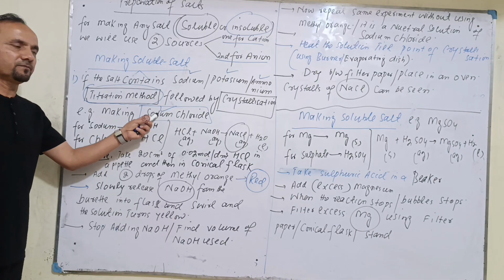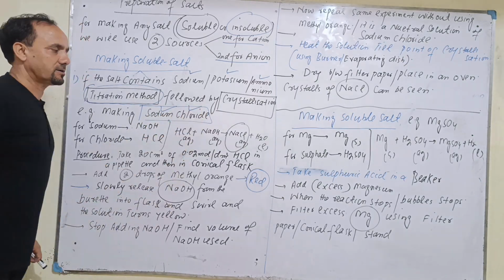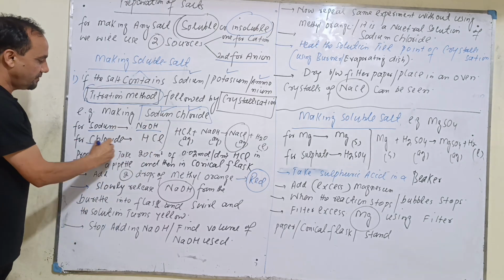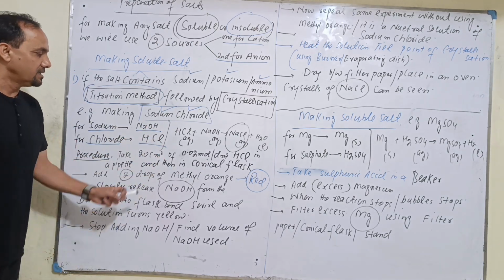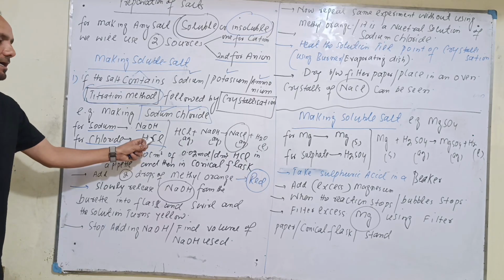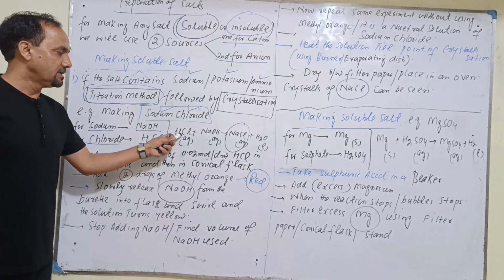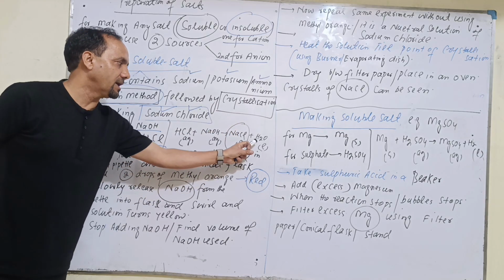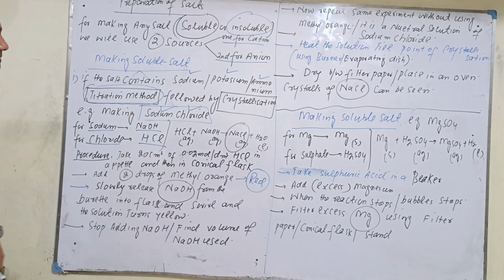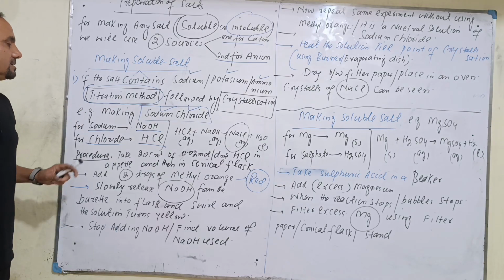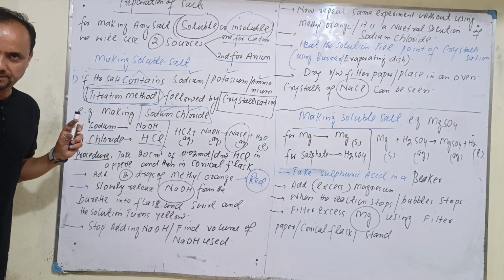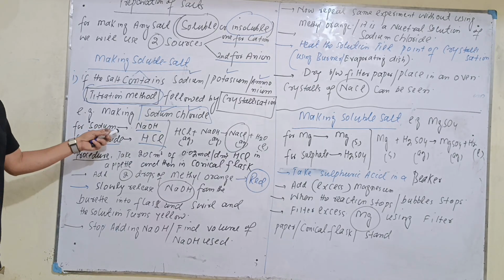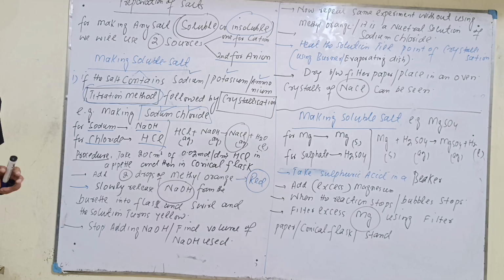Now we need one compound for sodium and another for chloride. For sodium, we will use sodium hydroxide. For chloride, we will use hydrochloric acid because this acid contains chloride ion. This is the equation: hydrochloric acid reacts with sodium hydroxide, forming sodium chloride and water. Now keep in mind, in the titration method, you will use 2 steps. I will explain later. First you will do titration and then you will do crystallization.